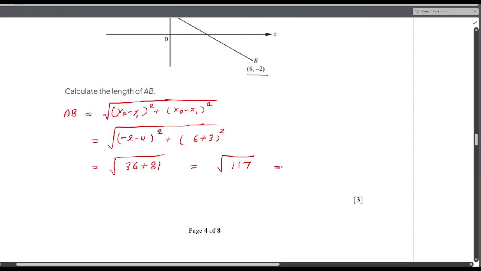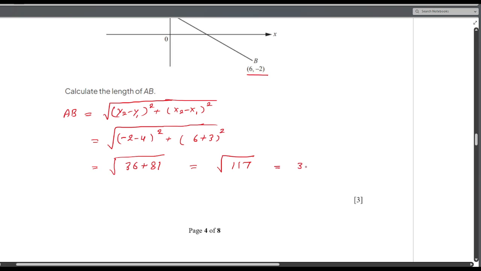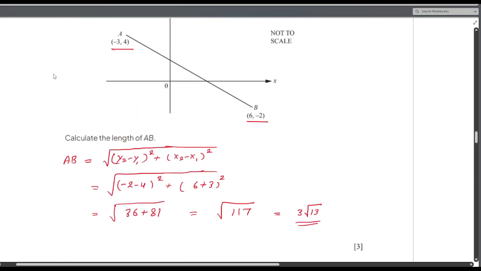Now square root of 117, if you are using your calculator and writing square root of 117, you will get a simplified answer as 3 root 13. Okay, so better I always write my answer in the simplified form. So this is your length AB.